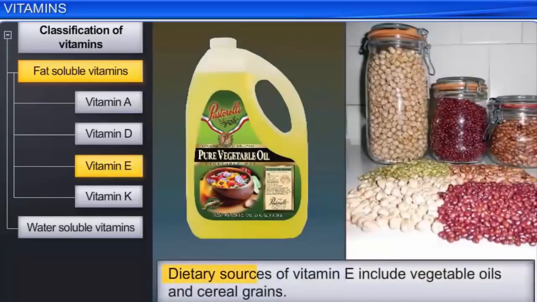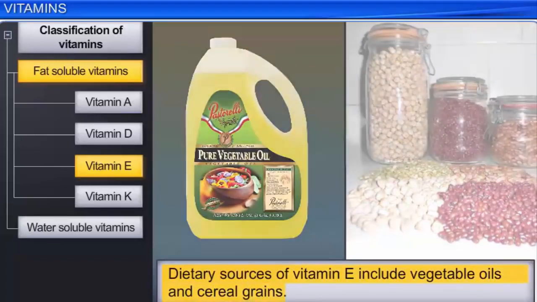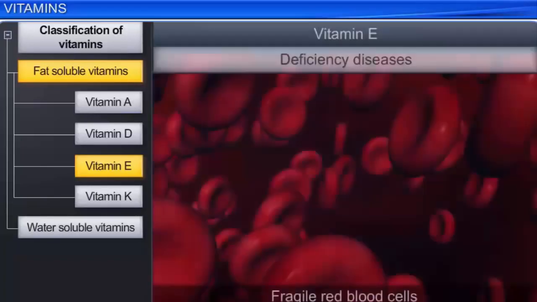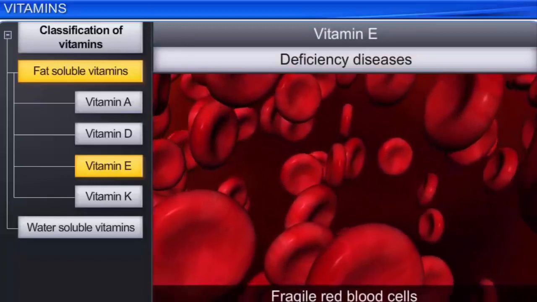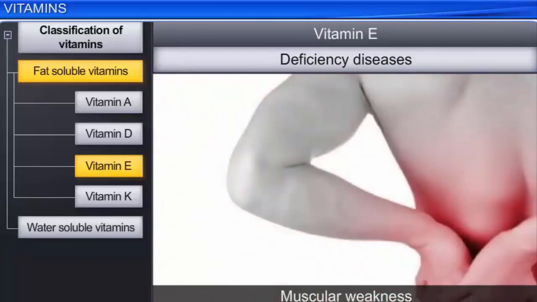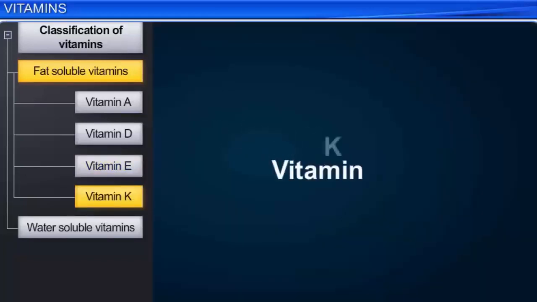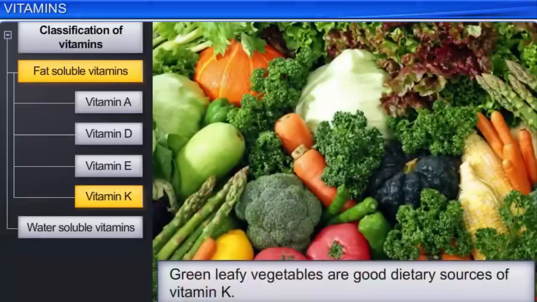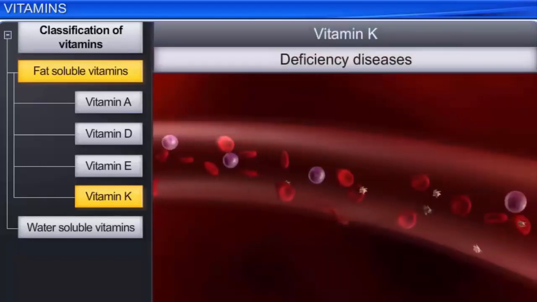Another important fat-soluble vitamin is vitamin E. Dietary sources of vitamin E include vegetable oils and cereal grains. Vitamin E deficiency leads to more fragile red blood cells and muscular weakness. Vitamin K is another important fat-soluble vitamin. Green leafy vegetables are good dietary sources of vitamin K. Vitamin K deficiency leads to slower blood clotting.